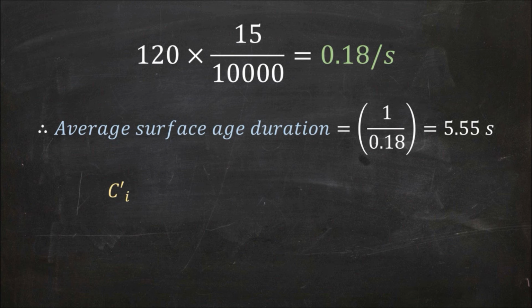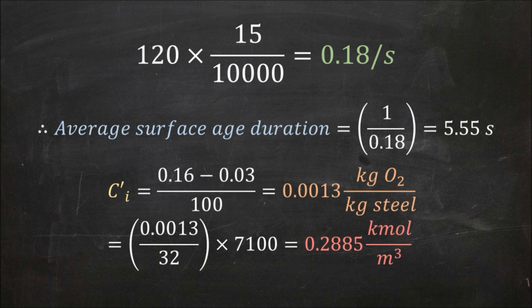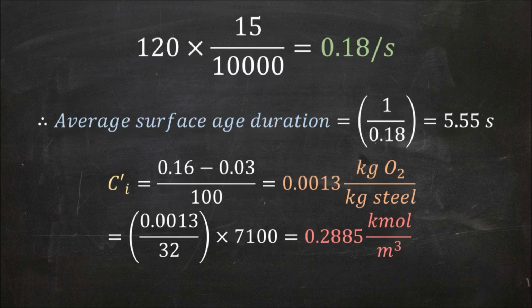That leads to C'i is equal to 0.16 minus 0.03 all over 100. That would give us 0.0013 kilogram O2 per kilogram steel. And then 0.013 over 32 times 7,100 is equal to 0.2885 kilomole per meter cubed.